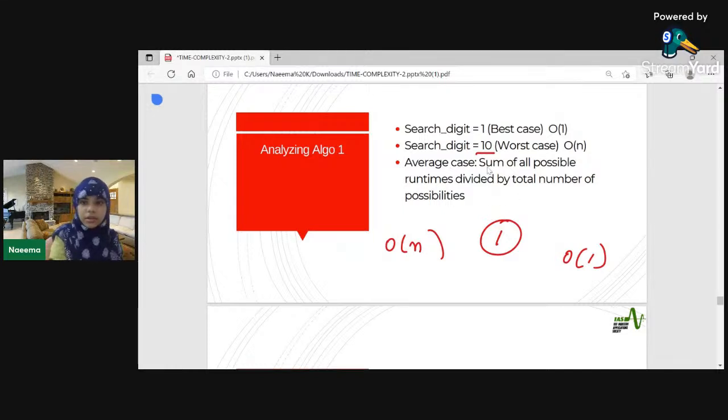Average case is sum of all possible runtimes divided by total number of possibilities. Calculating average case can sometimes become very complicated.